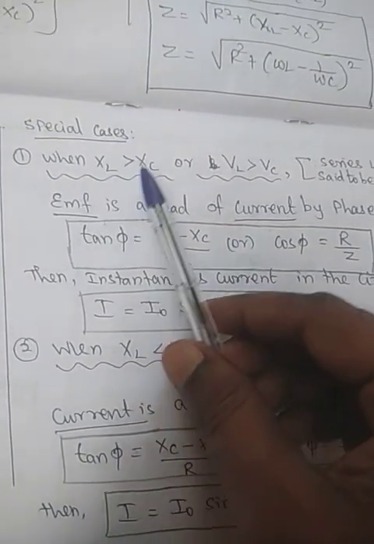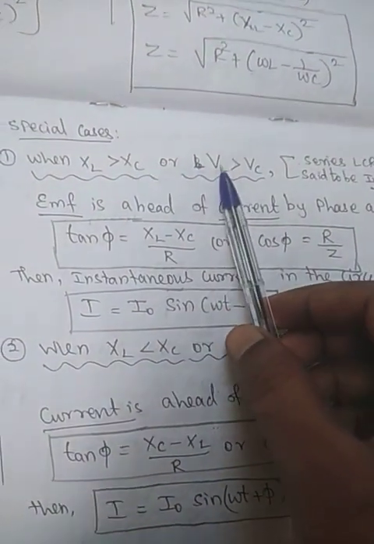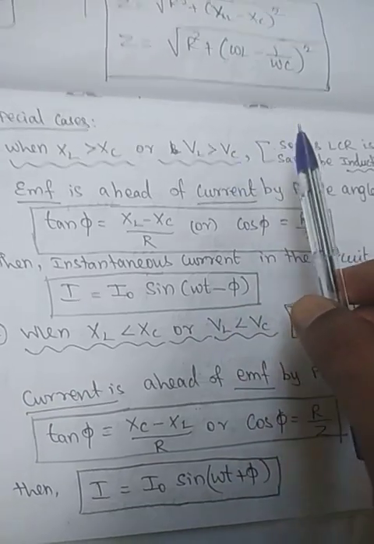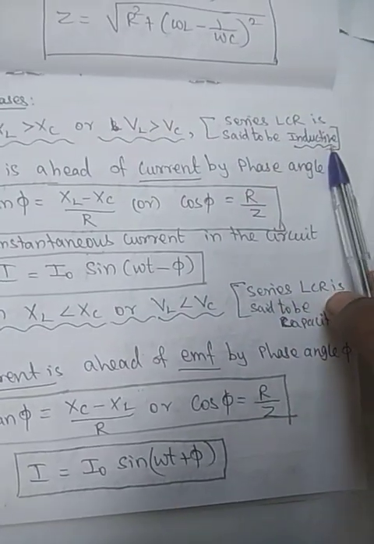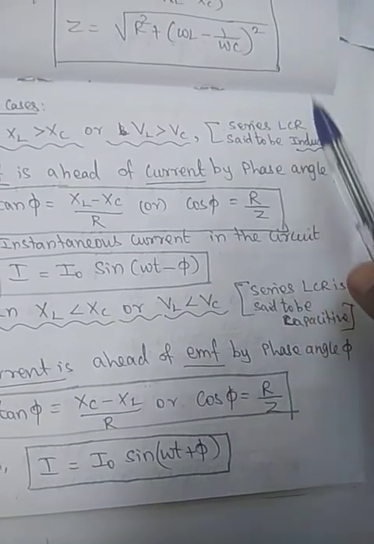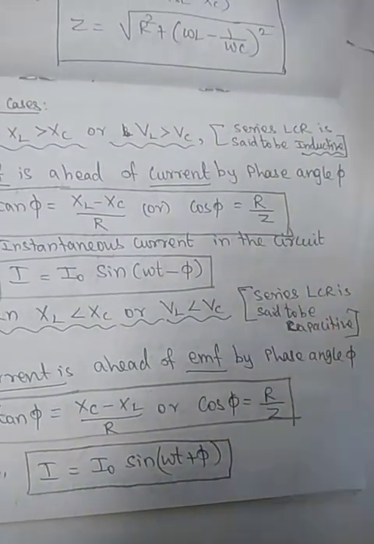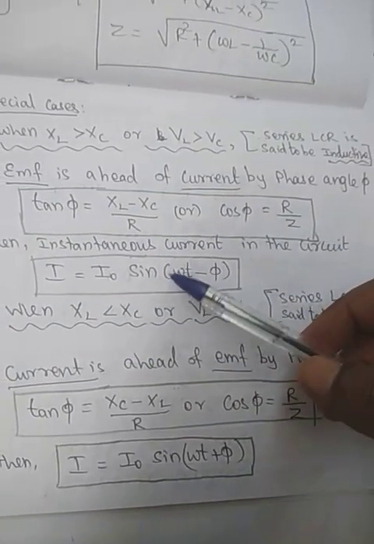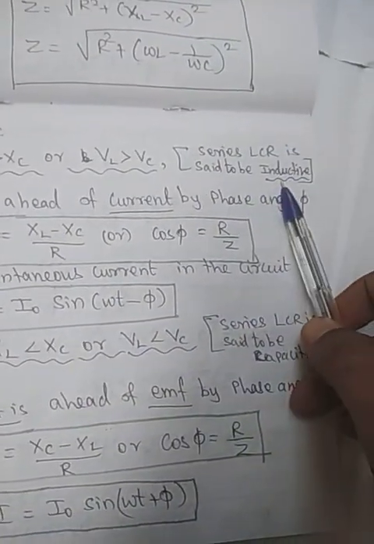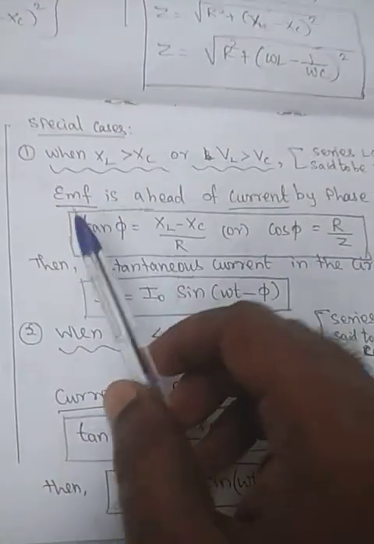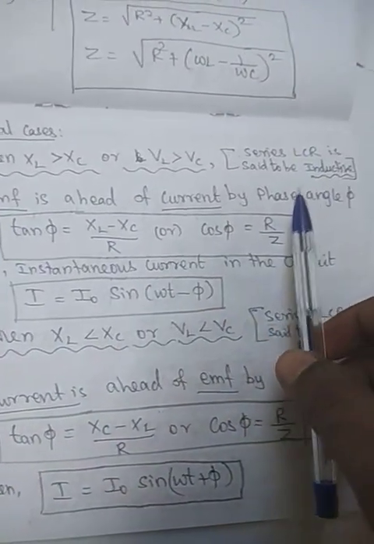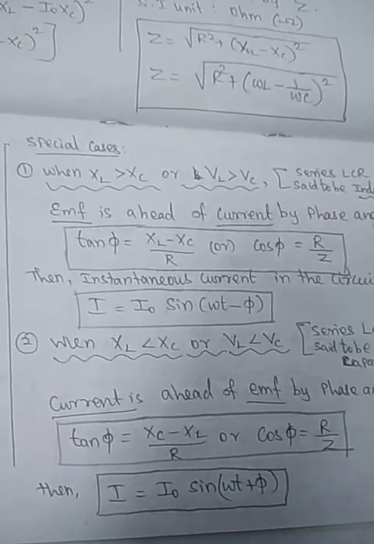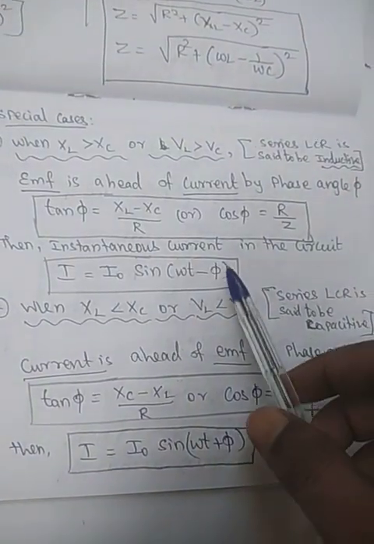When XL is greater than XC, that means VL is greater than VC, and that circuit is called an inductive circuit. Inductive circuit means the circuit works based on the inductive property of the wire or the circuit. So the EMF is ahead of the current. The EMF will be ahead of the current with the phase angle phi.